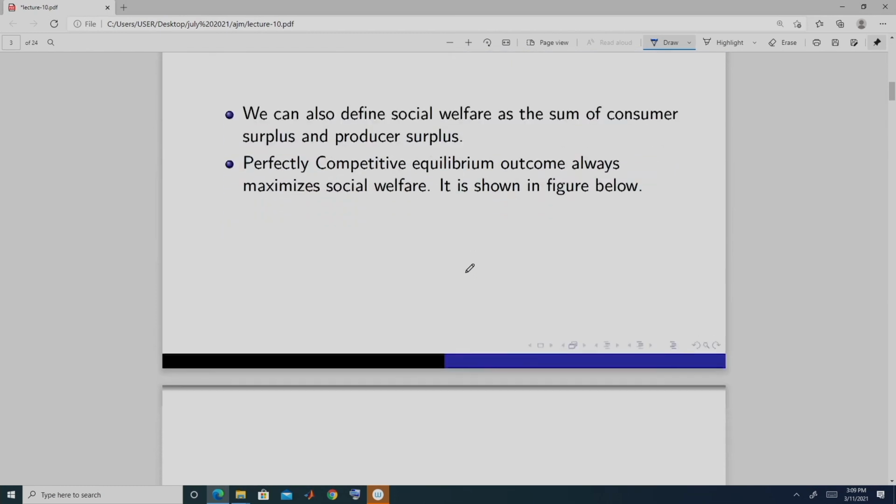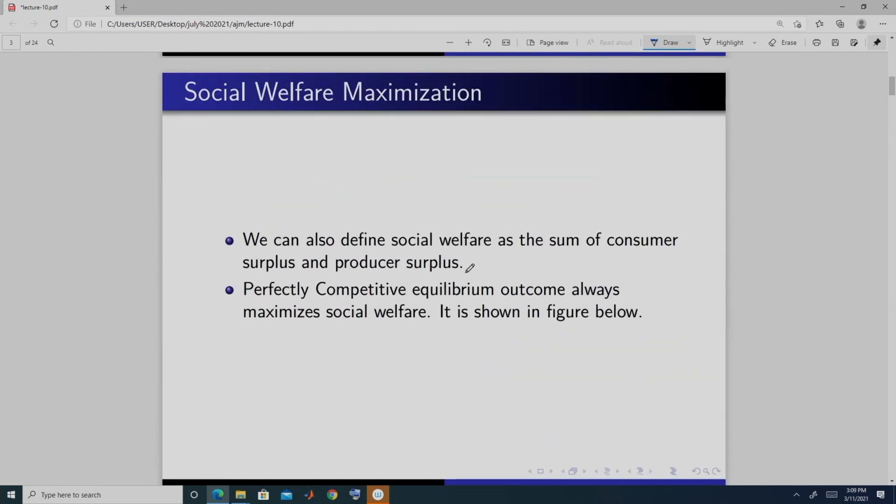Now we will do what we mean by social welfare. This we have just defined in the last class. So social welfare is the sum of consumer surplus and the producer surplus. Suppose this is the market demand curve, and this is the price, and suppose this is the market price. Then this triangle is the consumer surplus, because for each unit consumers are willing to pay this point which are in the demand curve, but they are actually paying this. So this much is the surplus that they are getting.